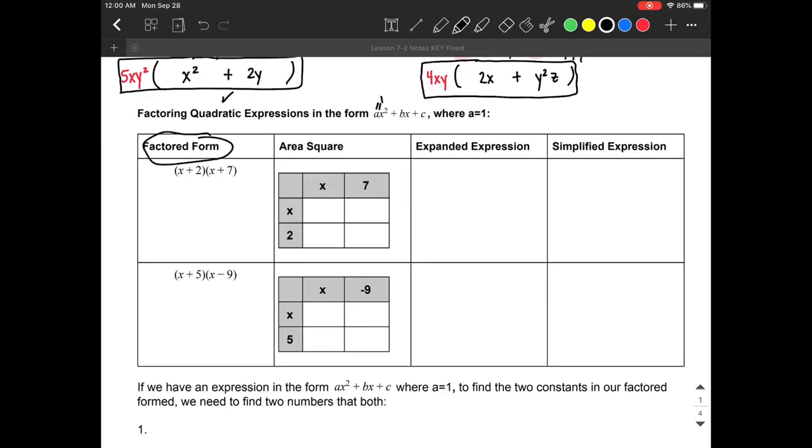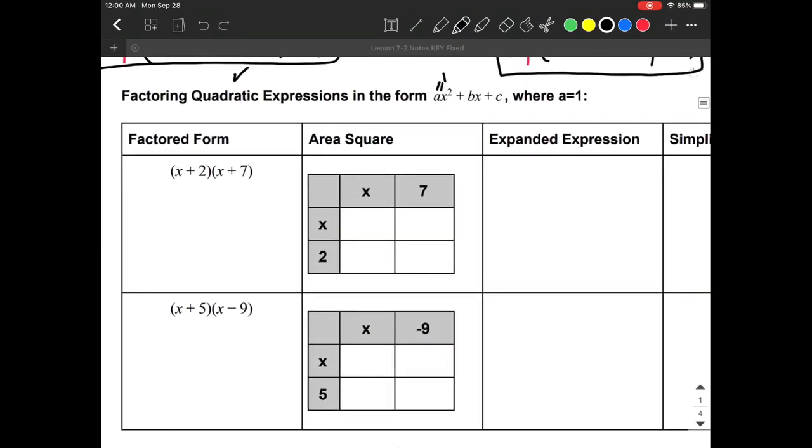I know how to go from factored form to the area square, to the expanded expression, to the simplified expression. I know how to FOIL this thing. So I'm going to do that. I have x plus 2 times x plus 7. I set that up in my area square as the side lengths, and I multiply each term together. I have x times x gives me x squared. x times 2 gives me 2x. 7 times x gives me 7x. And then 7 times 2 gives me 14.